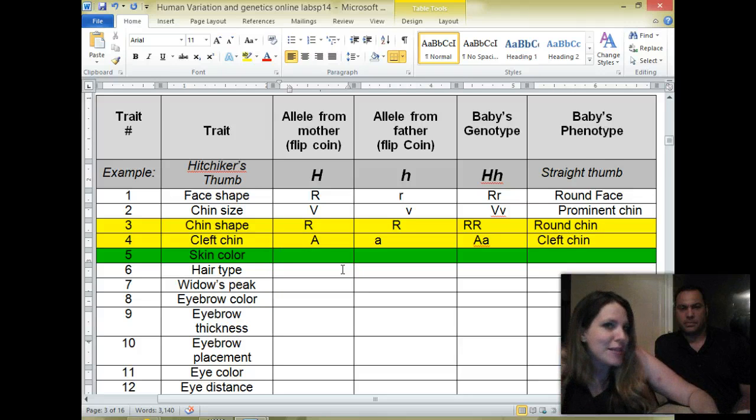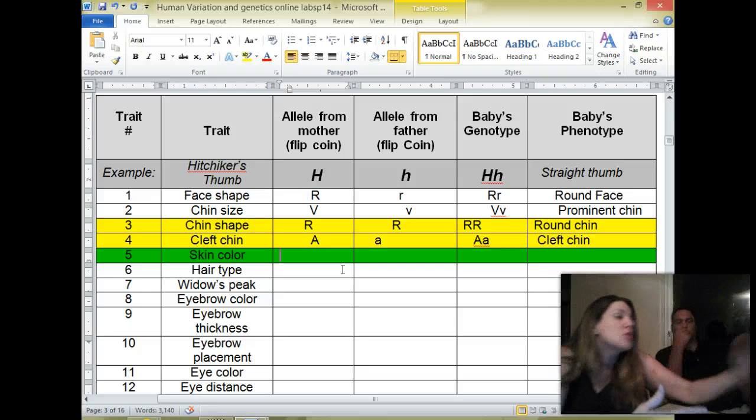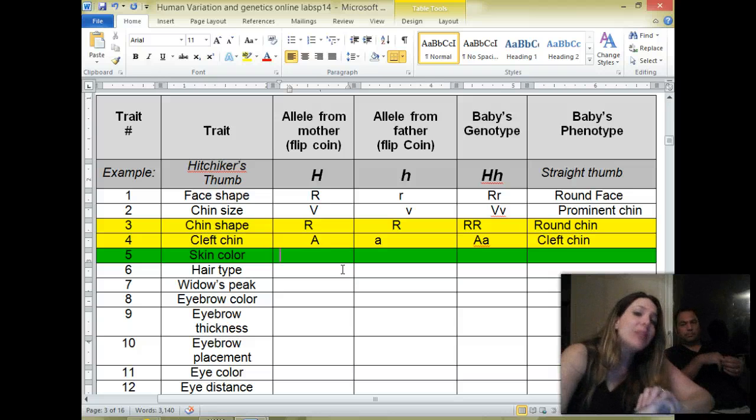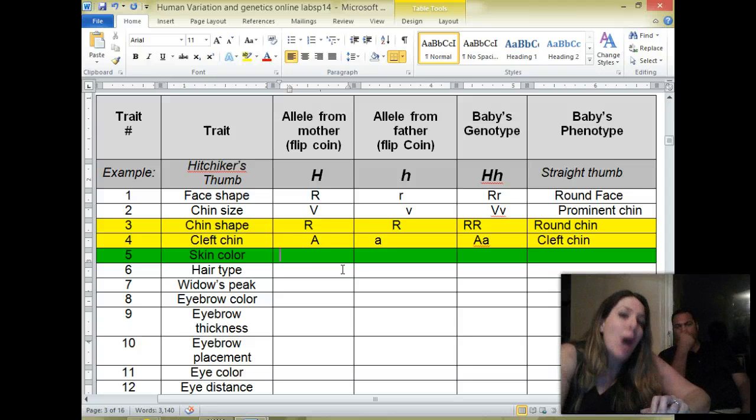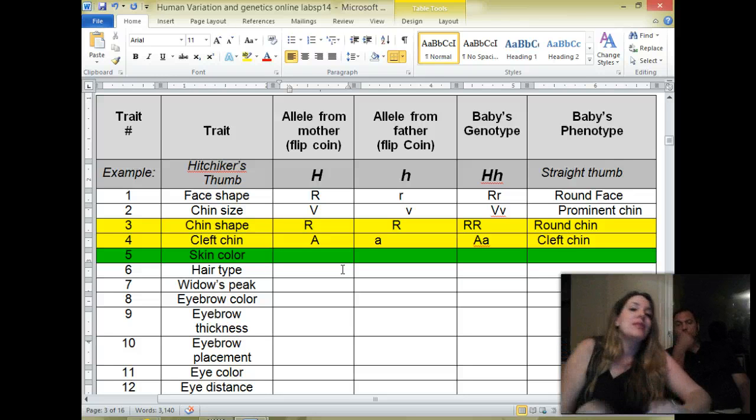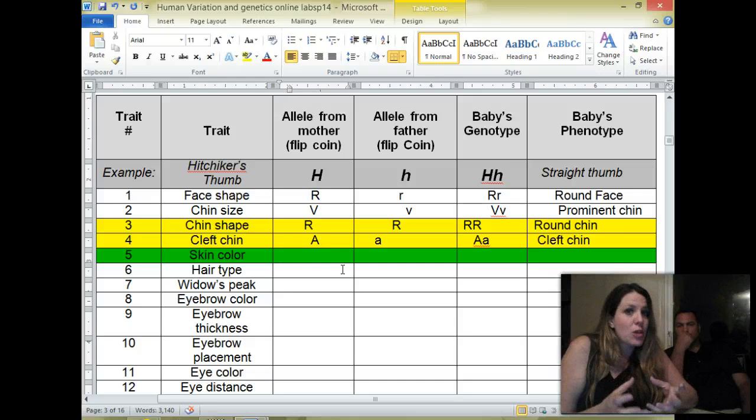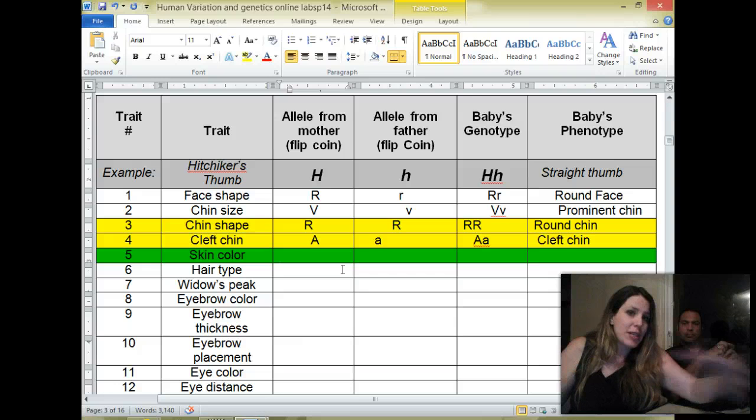It's not epistasis. So remember, epistasis is where the expression of one trait controls the expression of other traits. Skin color is what we call a polygenic trait. That means that the expression of a particular phenotype, in this case skin color, is dependent on a whole bunch of other genes. So it takes multiple genes to make a particular phenotype.